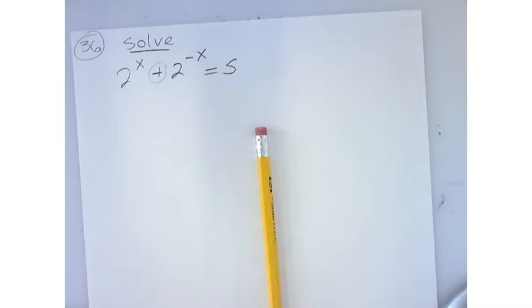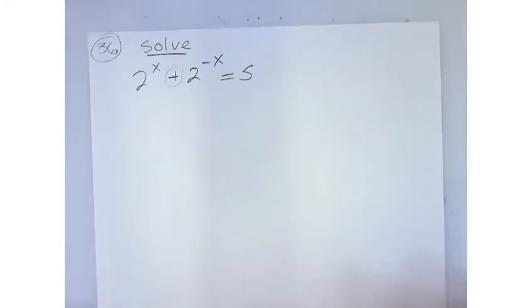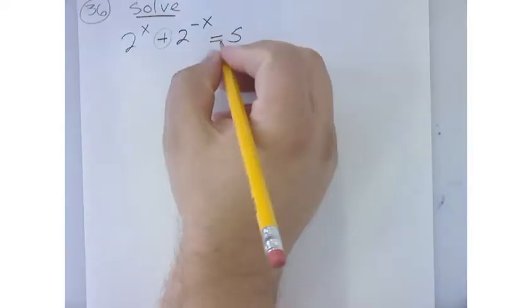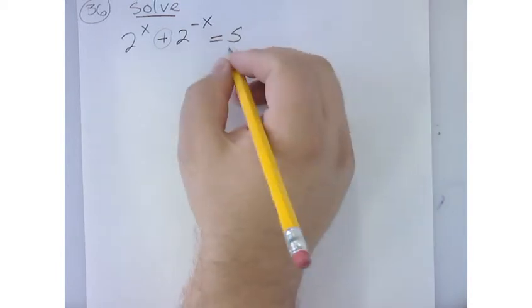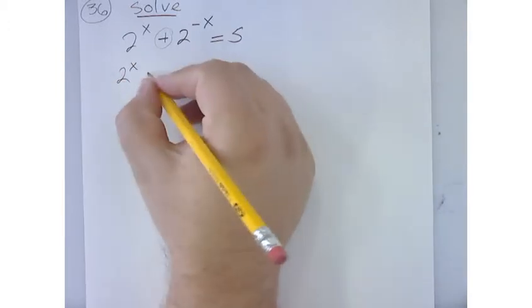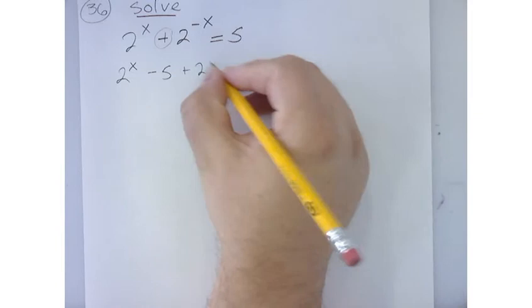So we need to use the properties of exponents to clean that up a bit. And what we could do is rewrite this, and you've got to pay attention because this is going to be hard. The first thing I'm going to do to solve this is move the 5 over to the other side, and you'll see it'll make sense in a second. So I'm going to say 2^x minus 5 plus 2^(-x) equals 0.